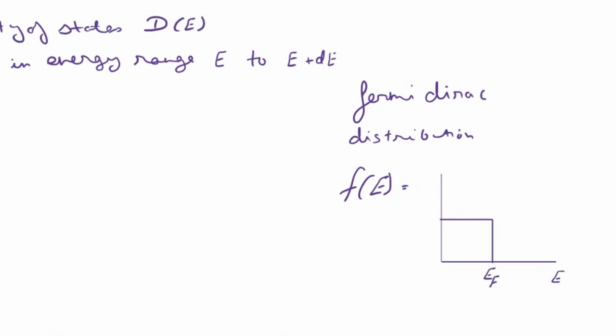What it tells about the probability of occupancy. We say the probability of occupancy of a particular energy state is 1 up until the Fermi energy, beyond which it is 0. This is for when the temperature is 0 Kelvin. So it tells only about the probability. It doesn't tell about whether it will be occupied or not.